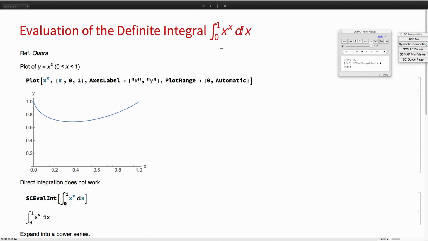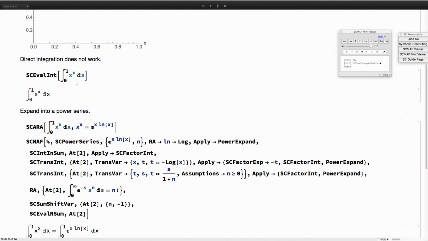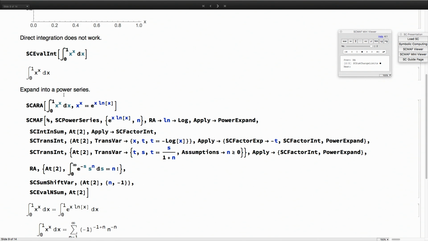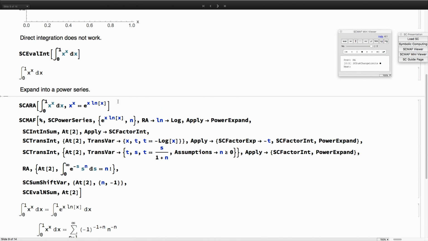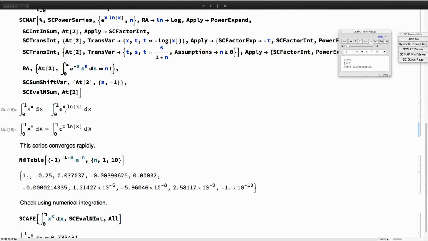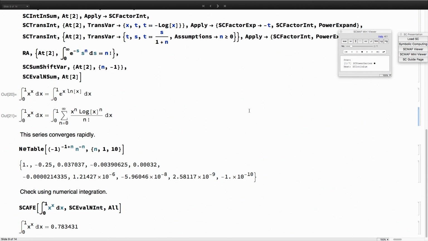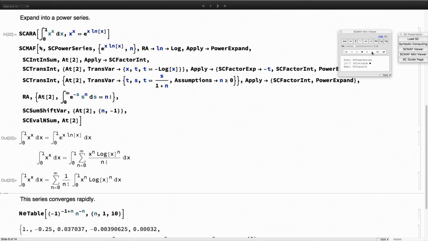Evaluation of the definite integral. This one looks very easy, but actually, this is the function. I found this problem in Quora, and direct integration does not work. This is very simple, but Integrate doesn't work. So expand this into a power series. Then this exponential can be expanded. And you can see here how this is going to proceed. By the way, this is the palette to control the execution.